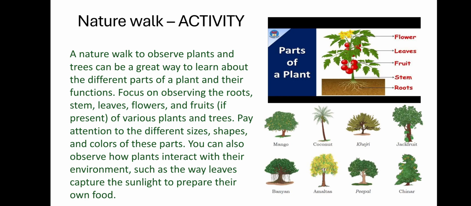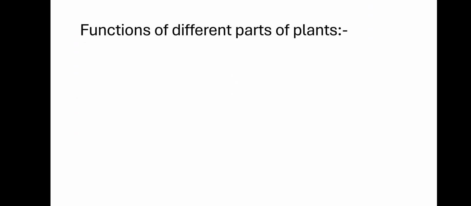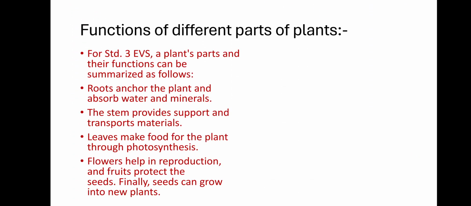Then there are various trees: mango tree, coconut tree, kejri, jackfruit, banyan, amalus, peepal, chinar. All these have various habitats. So you can learn about the habitat of plants later. Functions of different parts of plants.